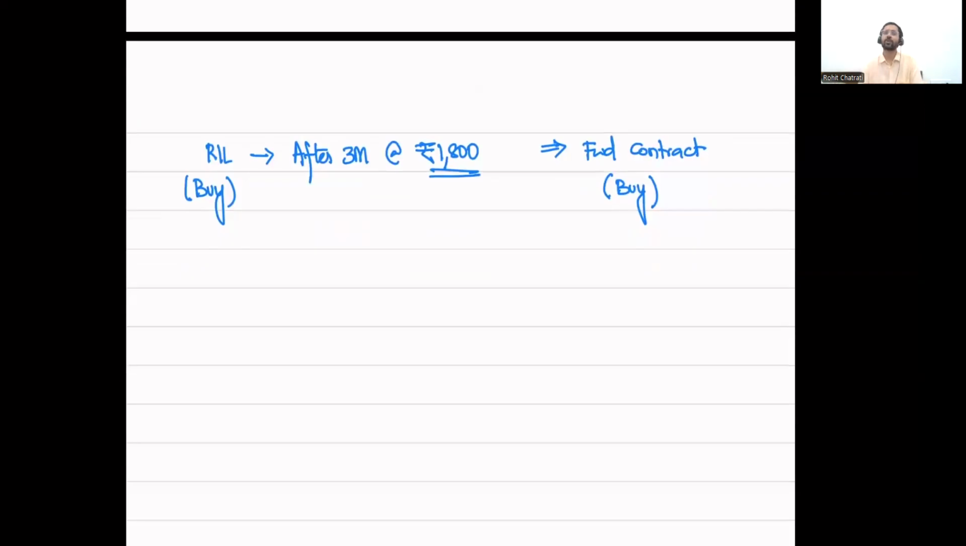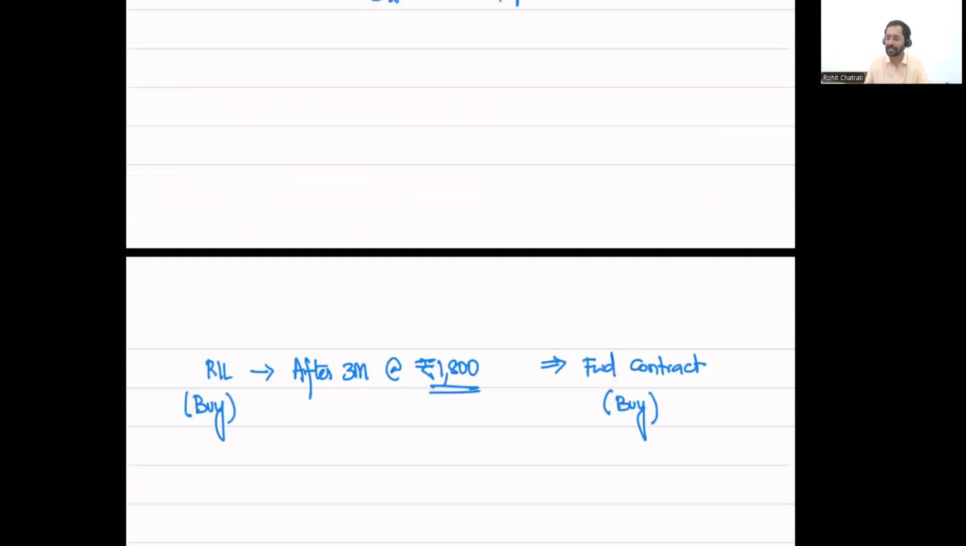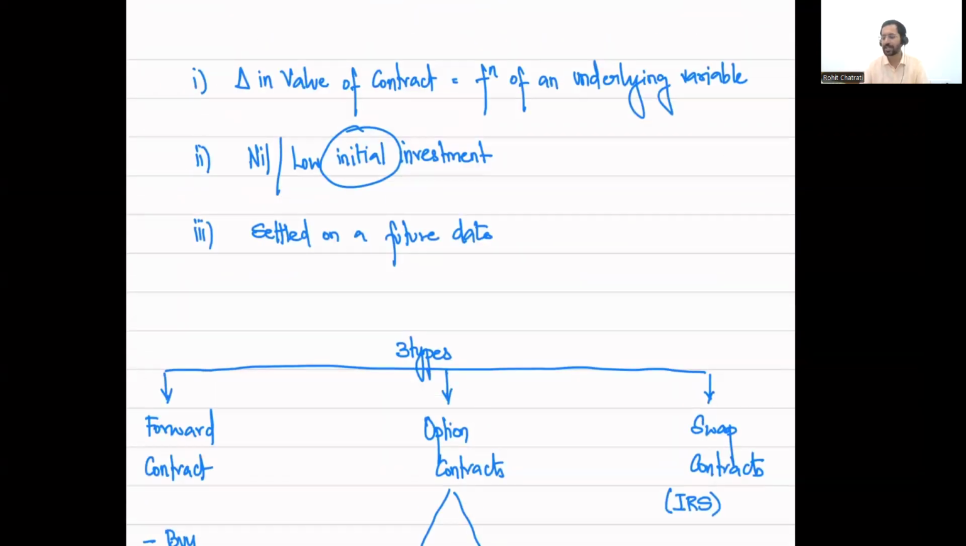Now, when we enter into a forward contract, no payment is made upfront. Initial investment is not required. There is a zero initial investment, and settlement is going to take place after 3 months. What will happen after 3 months? I will receive Reliance shares and I will pay rupees 1800. So the settlement of this transaction will take place after 3 months. Conditions 2 and 3 are getting satisfied because the initial investment in a forward contract is zero and it is settled on a future date.